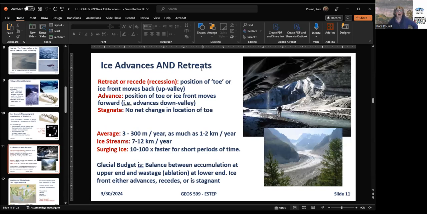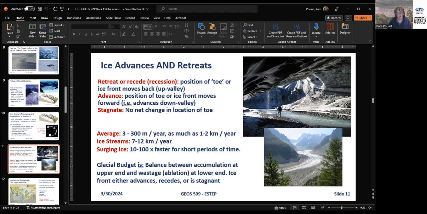Okay, so I've already started talking about advances and retreats, but here's some text to help you along with that. If we have a retreat or a recession, we talk about the ice receding, and that means that the position or toe of the ice front moves back up valley. If, on the other hand, there is an advance, that means that the position or toe of the ice front moves forward. In other words, it advances down valley.